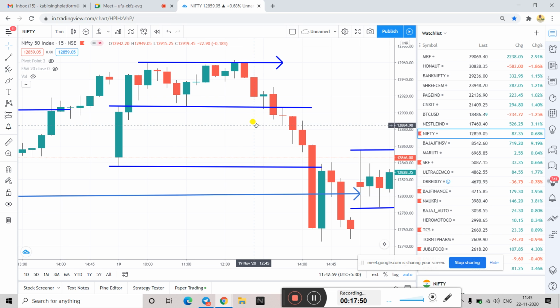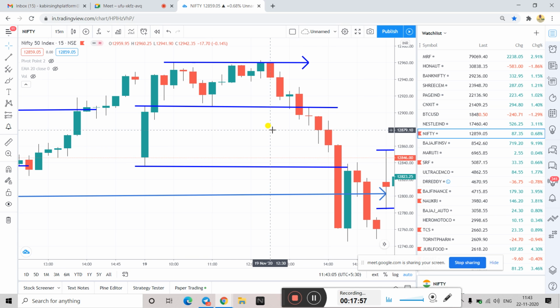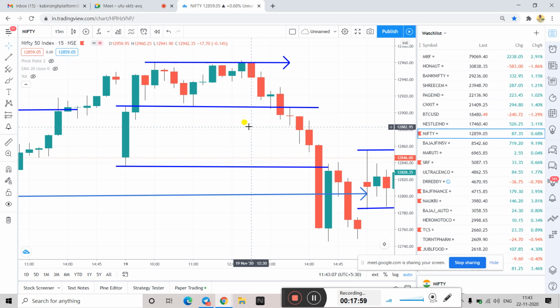Try it with one lot, later you can switch to multiple lots. With experience you will get it. But sometimes the movement will be very fast, so you should be very quick.